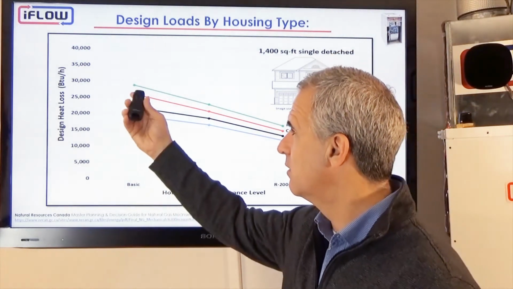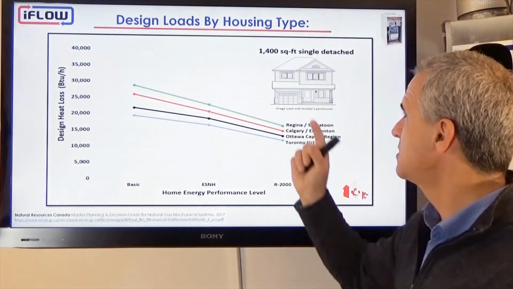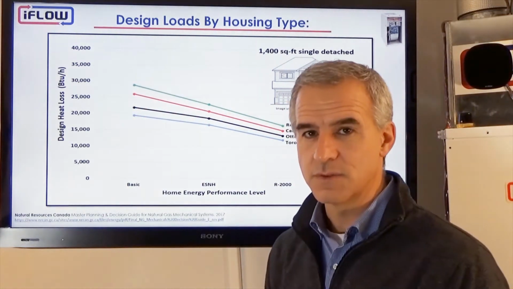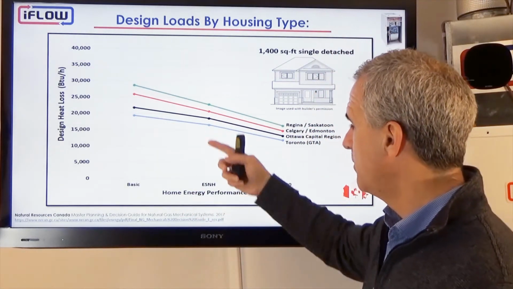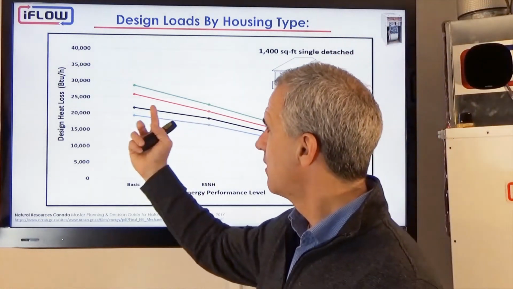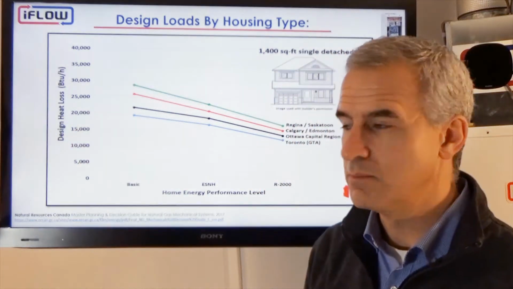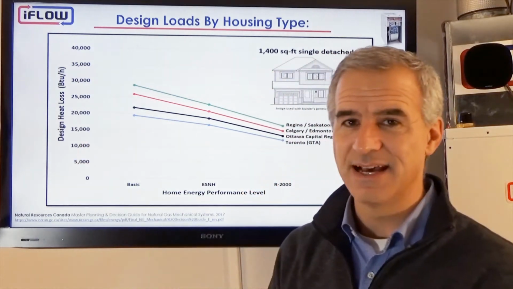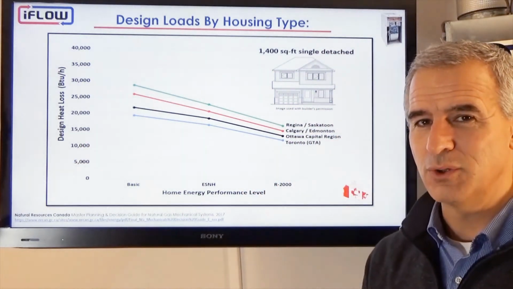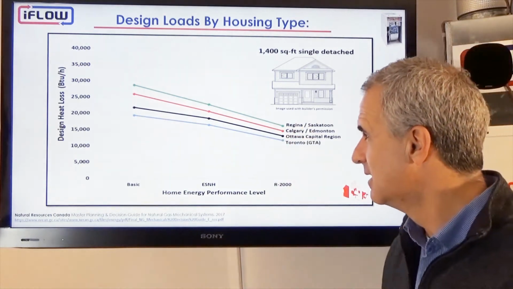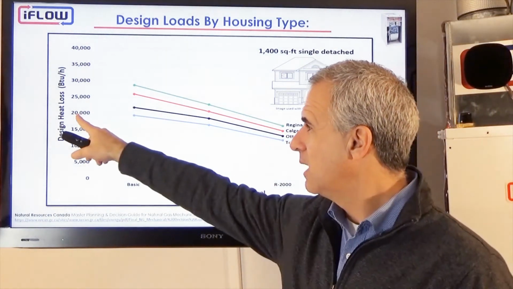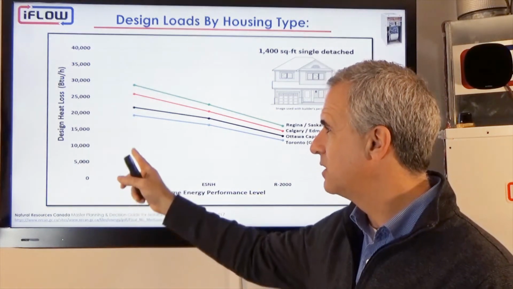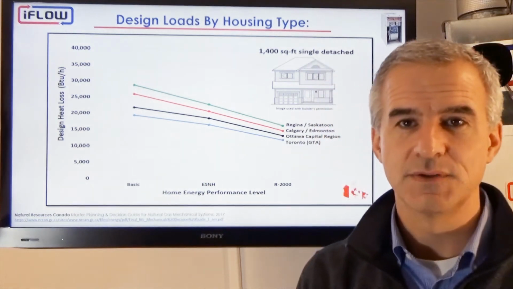So worst case scenario, my heat loss on this 1,400 square foot single detached home is 28,000 BTUs. If I build for Energy Star for new home standard, now I'm 23,000 BTUs. If I build to R2000, now I'm about 16,000 BTUs, and that's a brand new home in the coldest part of Canada, or one of the colder parts of Canada. If I'm looking at Toronto, my total heat loss on the worst design day of winter on basic construction, under 20,000 BTUs.